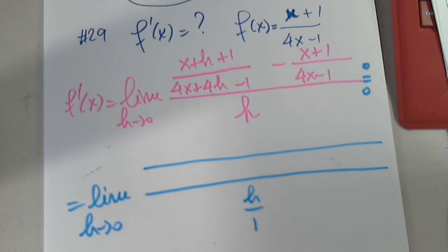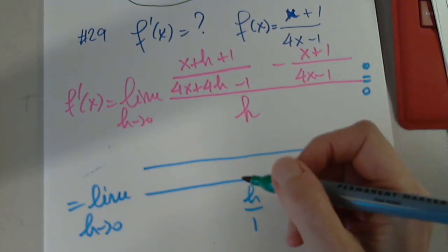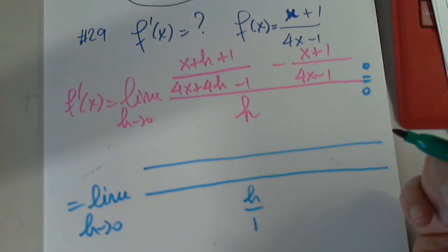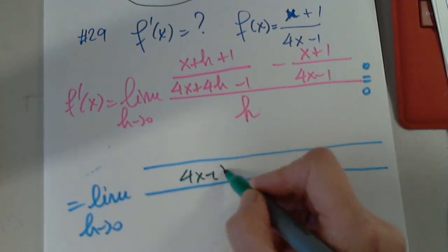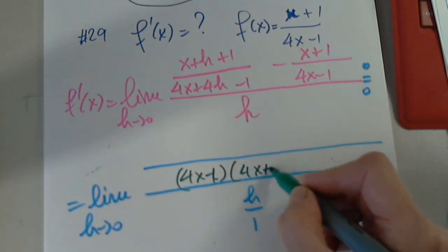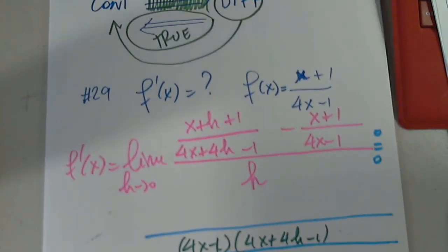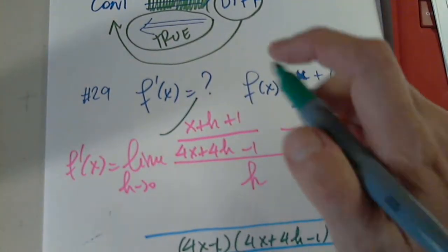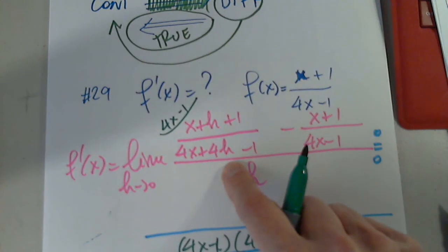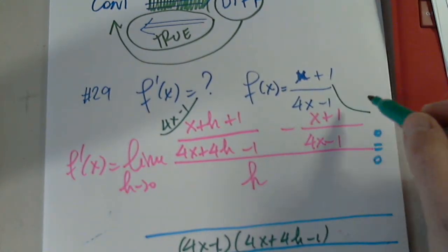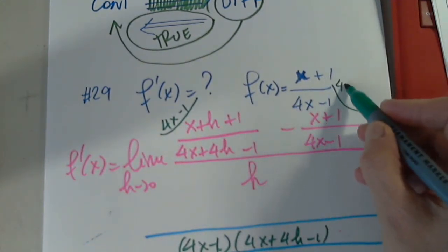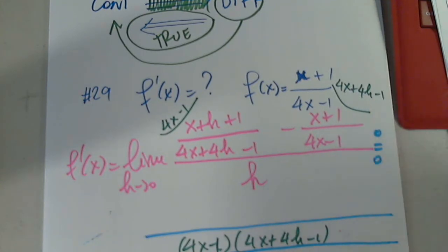What do I have to find first? The least common denominator. Excellent. And what is it? Minus 1, parentheses, 4x plus 4h minus 1. Thank you very much. Which means that this top has to be multiplied by what it does not have in the denominator. And this top, I'm going to write it here because I don't have enough room, has to be multiplied by 4x plus 4h minus 1.